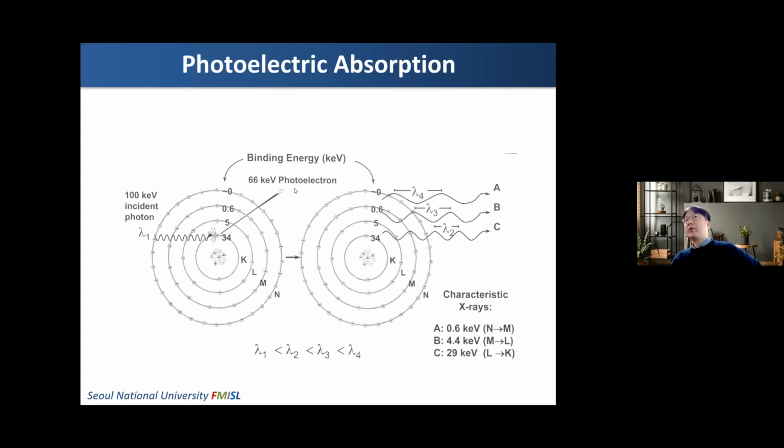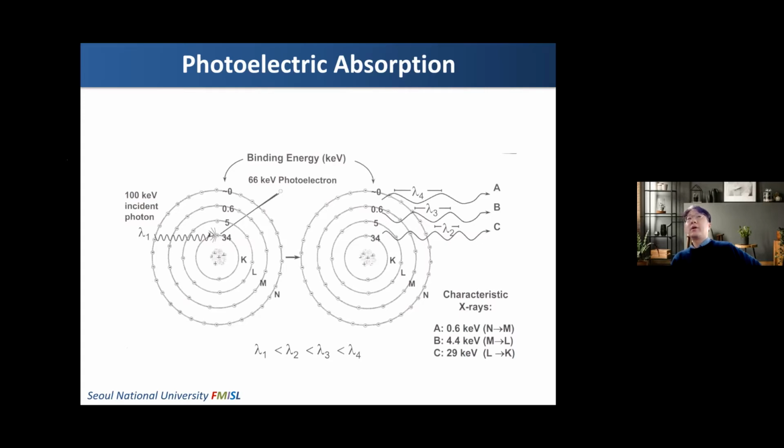So the energy of a photoelectron is the difference between the energy of the incident photon and the original binding energy of this electron. For example, if the incident photon has 100 kilo electron volt, and the binding energy of the electron in this shell was 34 kilo electron volt, the energy of the photoelectron will be 66. It means 100 minus 34.